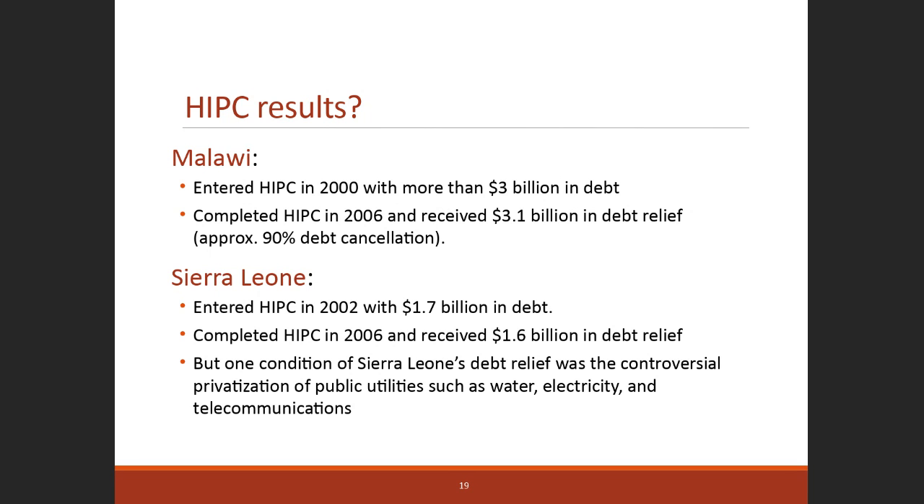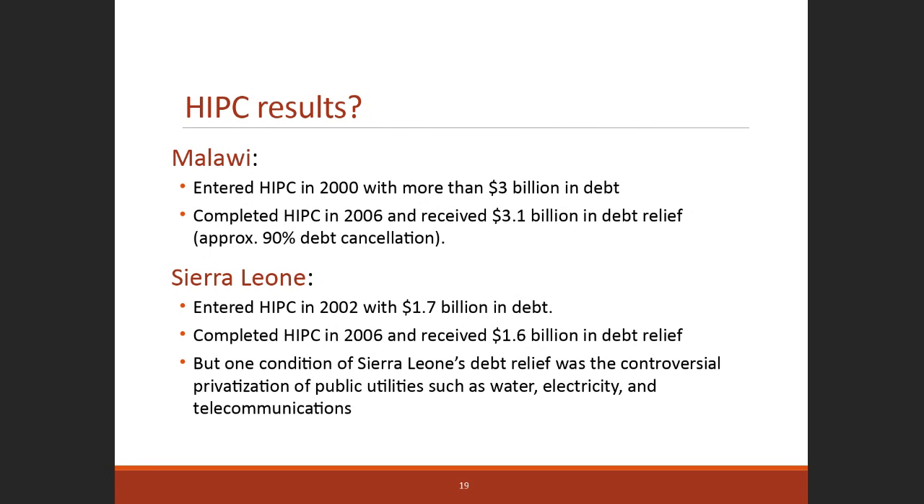relief. And then Sierra Leone also entered the project in 2002 with about $1.7 billion in debt, and they completed it in 2006, so about 4 years. And although they had some good success at investing into things that were desperately needed in their country, one of the controversial aspects was that they did privatize their public utilities like water, electricity, and telecommunications.